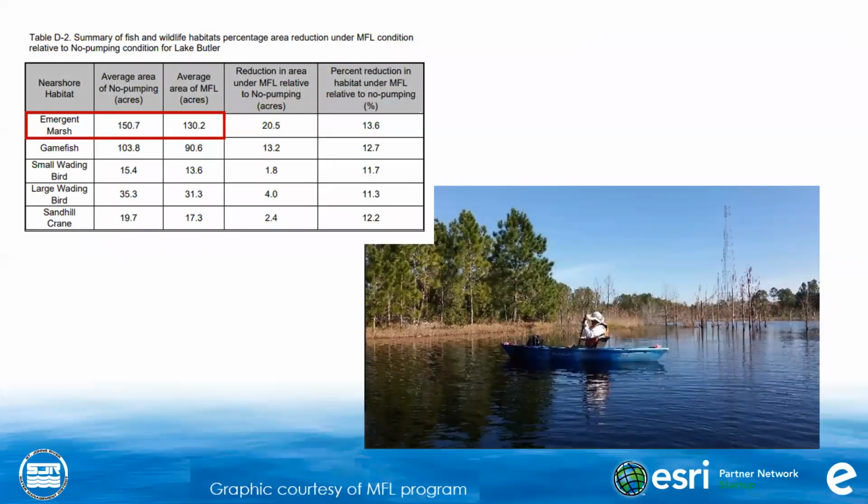And this table just shows the difference in the average acreage for fish and wildlife habitat and the canoeable area under no pumping condition. So if there was no impact due to groundwater pumping, and then under MFLs condition. So the MFLs condition equals a 15% reduction in the no pumping condition habitat area. And those areas were based off the Hydroperiod tool. Next.